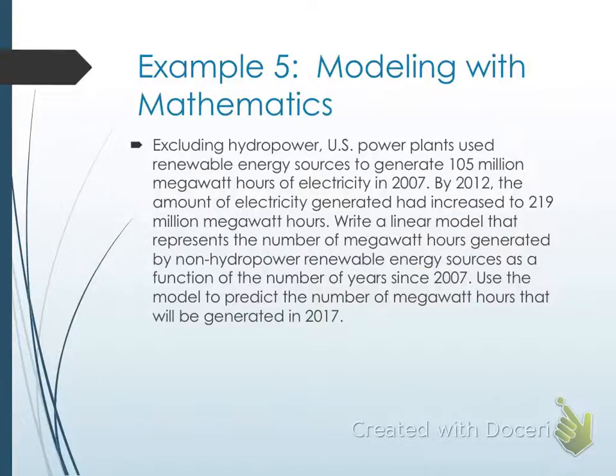So let's look at a real-life example here. Excluding hydropower, U.S. power plants used renewable energy sources to generate 105 million megawatt hours of electricity in 2007. By 2012, the amount of electricity generated had increased to 219 million megawatt hours. Write a linear model that represents the number of megawatt hours generated by non-hydropower renewable energy sources as a function of the number of years since 2007. And we're going to use that model to predict the number of megawatt hours that will be generated in 2012.